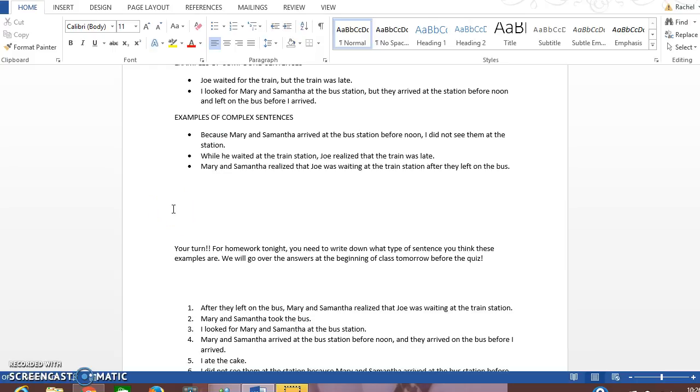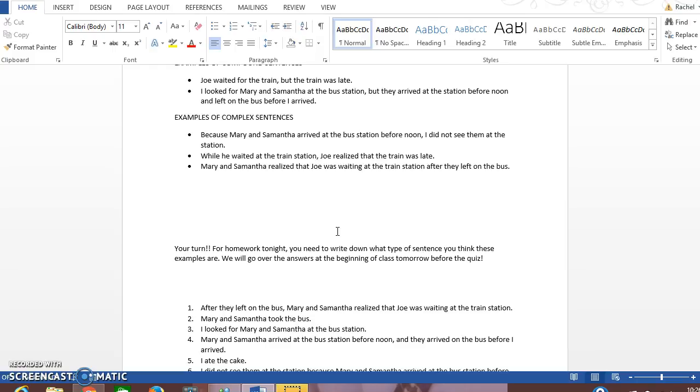The second example is while he waited at the train station, Joe realized that the train was late. Once again, while is a subordinating conjunction, which makes this first part right here the dependent clause, and the second part right here the independent clause. This third example is where it switched. Mary and Samantha realized that Joe was waiting at the train station after they left on the bus.